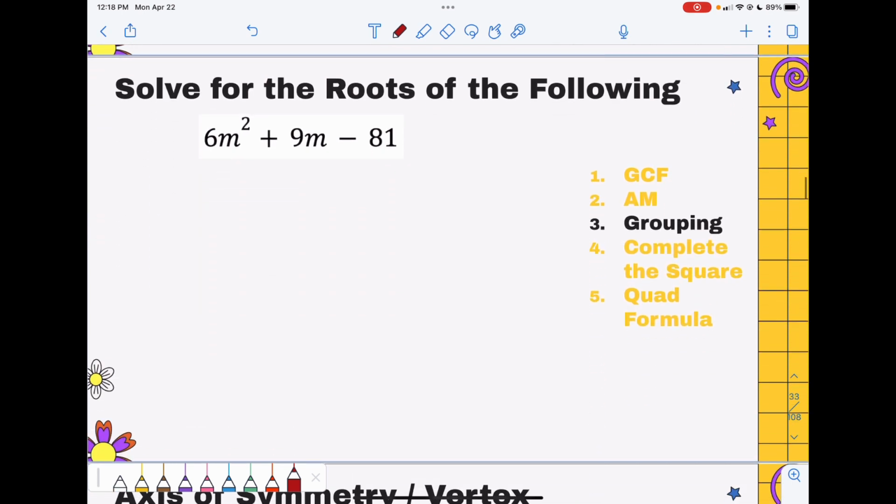Solve for the roots of the following. First thing we need is to make it equal to f of x, and then ultimately 0, so I'm just going to write 0. I'm going to do this one without narration. You can follow along, pause, whatever you think is best for you.